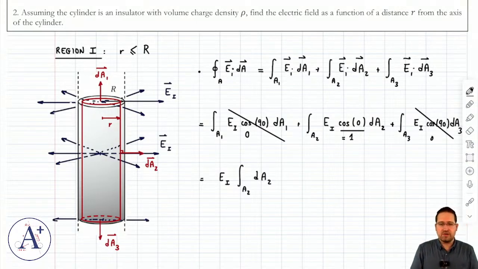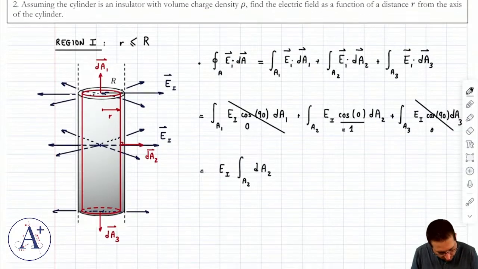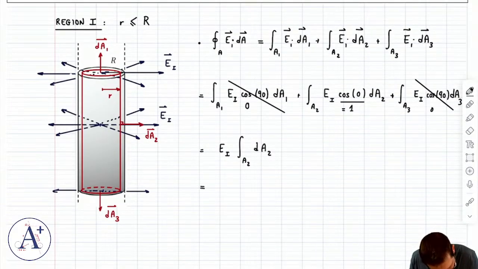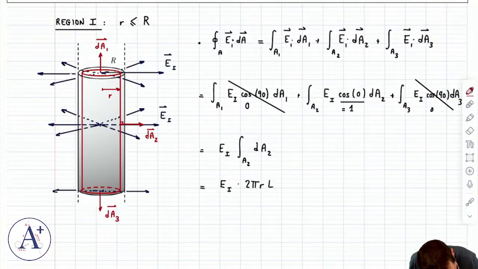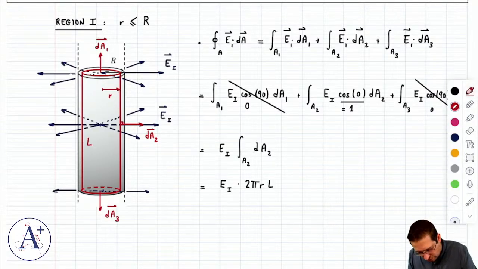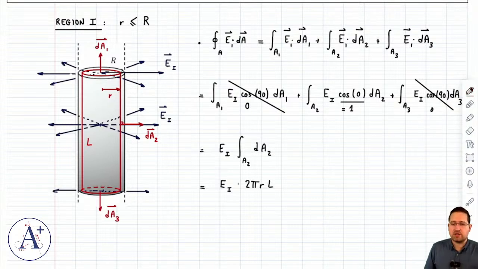You're like, oof, what is that? Okay, so old memories from geometry. But the surface area is going to be 2 pi r, and we would have to give this a length L, which I haven't done. That's my fault. I should have stated that the length of my Gaussian cylinder is L. Like, wait, 2 pi r L, where did that come from?